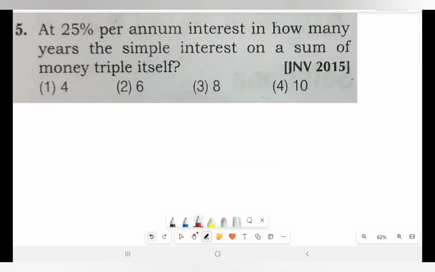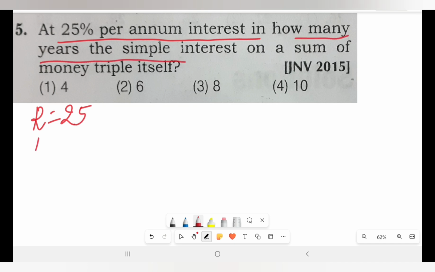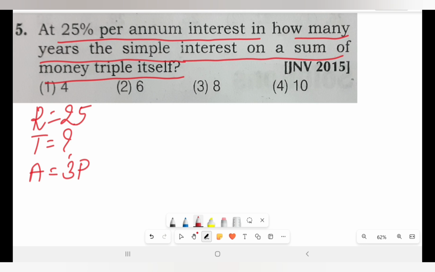Hello everyone, in this question it is given at 25% per annum interest. That means the R value is given as 25%. In how many years means we have been asked to find the time period, in which the simple interest on the sum of money is triple itself. So the principal at the final stage will be triple itself. That means the amount is equal to 3 times the principal at the end. Let us say principal is equal to P and amount is equal to 3 times P.